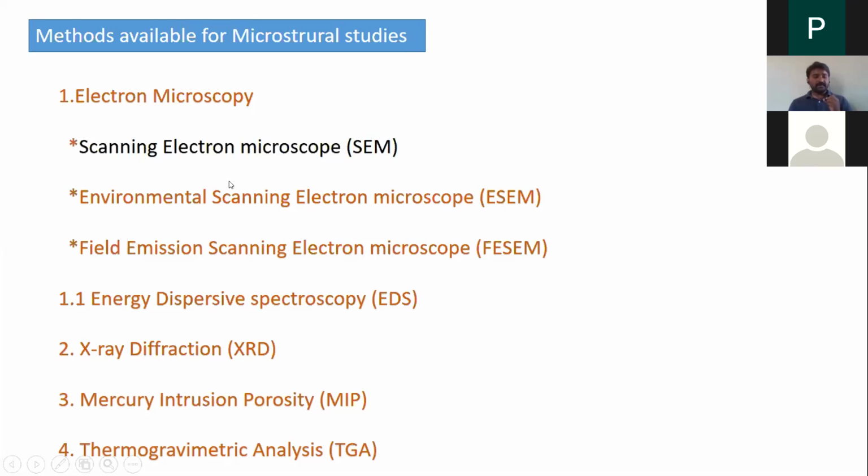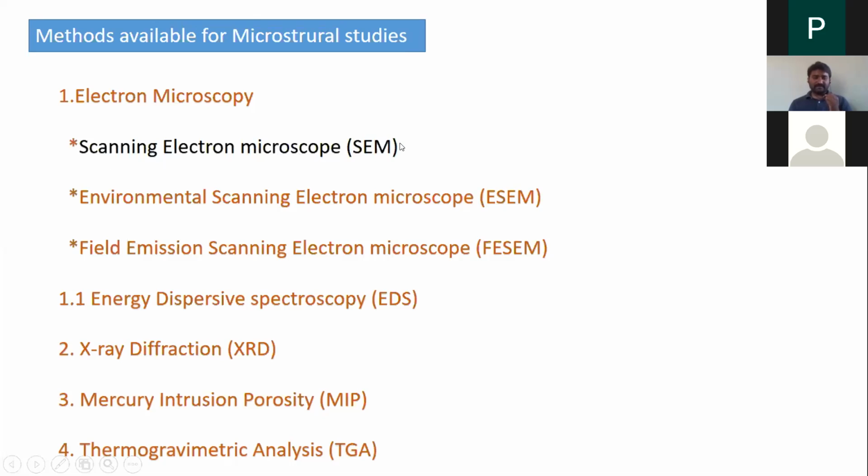In these two, while producing the electrons, they use tungsten filament. But here in field emission scanning electron microscopy, they use carbon material, some form of carbon material, because of which the resolution or the image quality that we get in field emission scanning electron microscope is very high. In field emission scanning electron microscopy, you can use wet materials as well as dry materials. I hope you can understand the difference between these three.